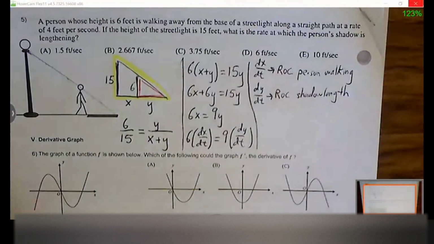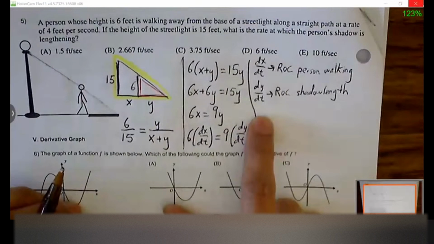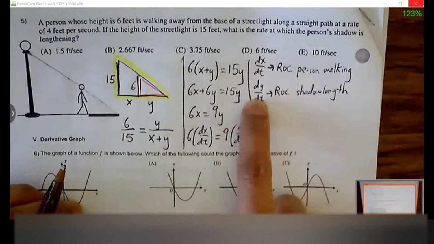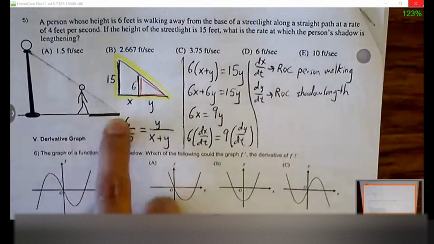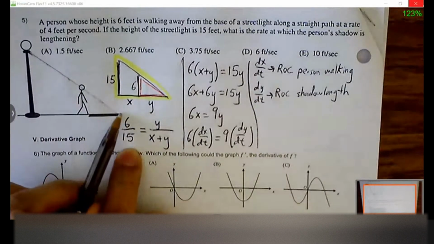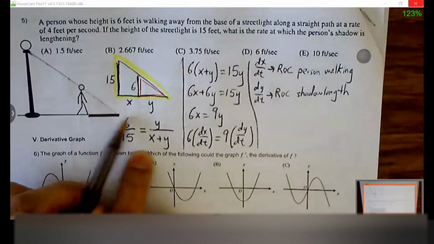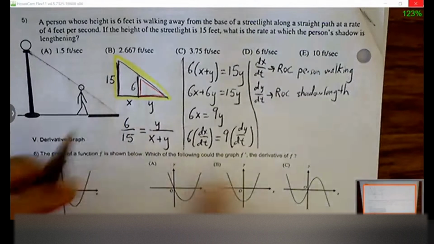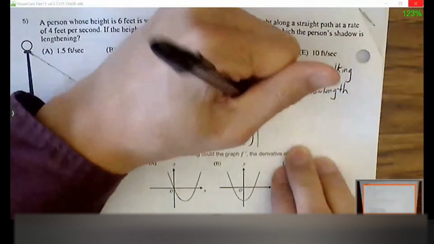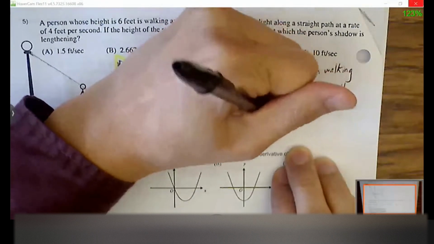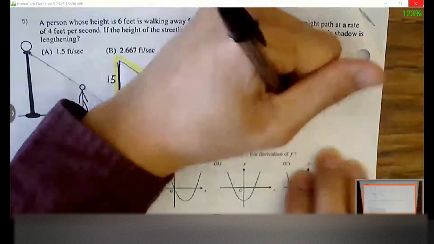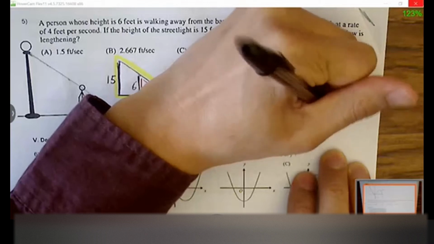And finally, this is not part of this problem, but it may show up: what happens if I add the two rates together. So the person walking and the length of the shadow are going to contribute to how fast the tip of the shadow is moving in relation to the ground. So if I add the two rates together, it'll tell me how fast the tip of the shadow is moving.